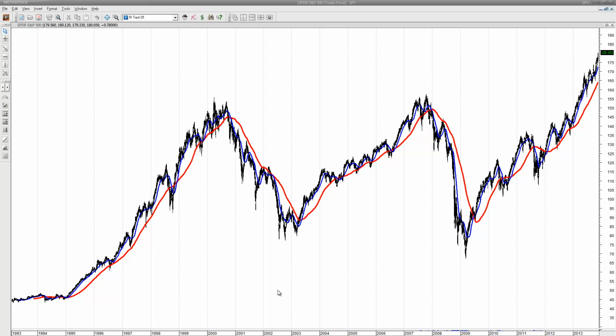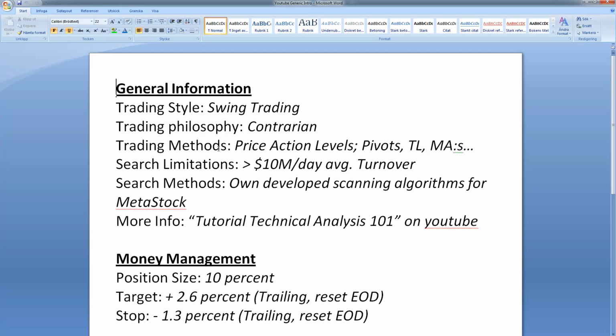I am first, as always, going to explain to you the background of my actions. I'm a swing trader. I'm using mostly contrarian strategies. The methods that I'm looking at are price action levels: pivots, peaks, troughs, trend lines, or moving averages. I'm only looking at stocks that have an average daily turnover of more than $10 million or equivalent in euros or pound sterling.